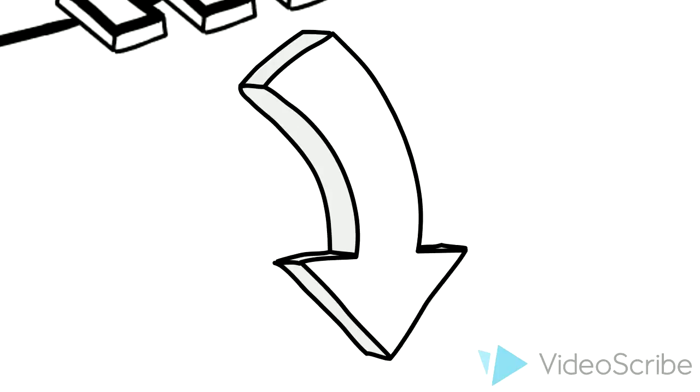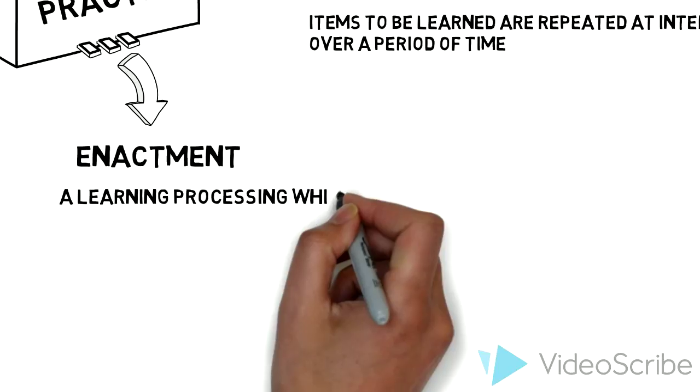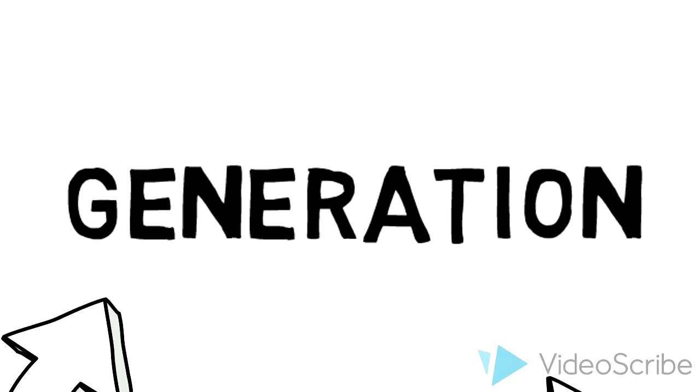The third one, enactment. Enactment is a learning process in which individuals physically carry out tasks. And the last one is generation. Generation is creating something new from existing information.